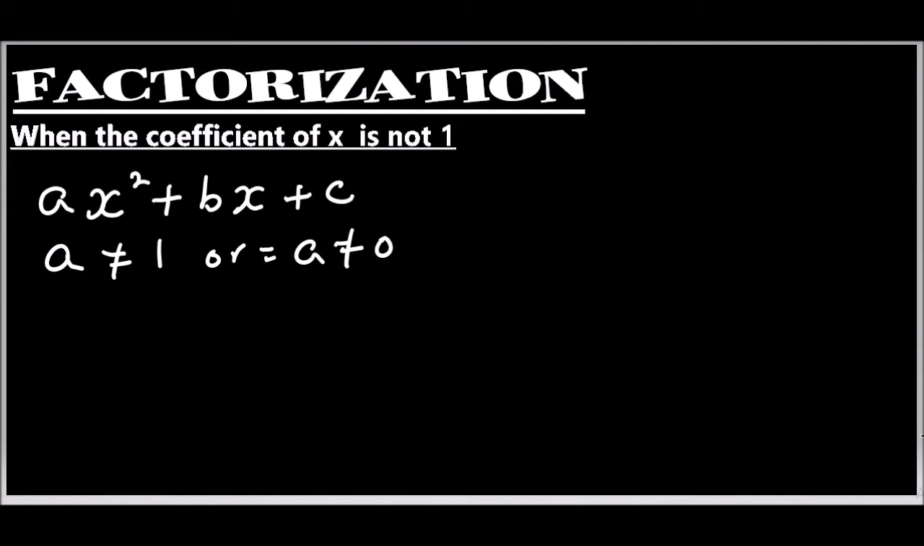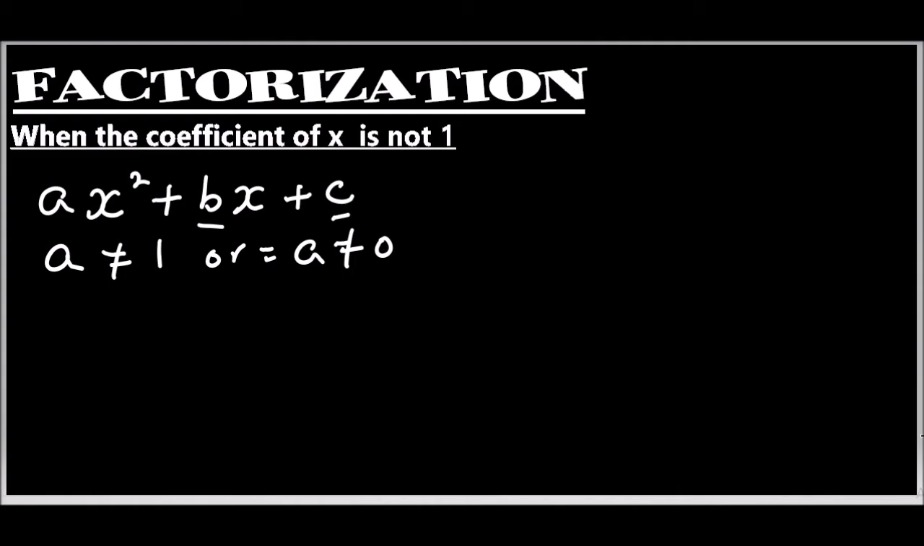In the previous lesson, we learned that for us to factorize a quadratic equation, we needed two numbers such that when you add them, you get the coefficient of x, which is b, and when you multiply them, you get the constant.